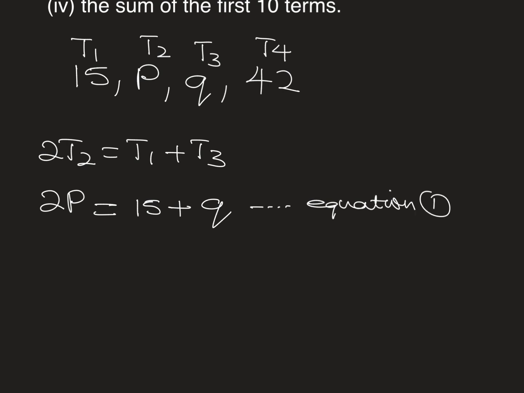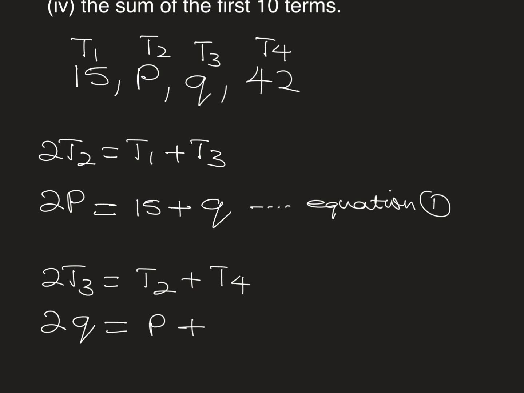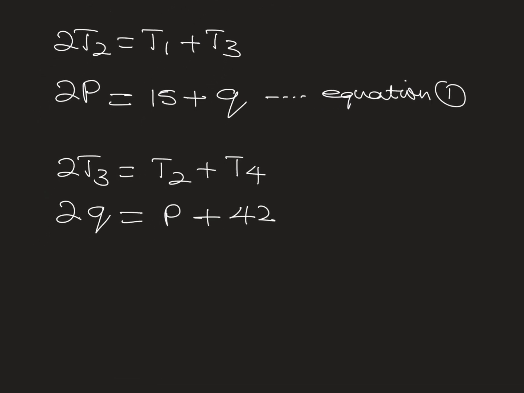Okay, and if we are considering Q as the middle term between T2 and T4, it means twice of it, that is twice T3, is going to be equal to T2 plus T4. So that will be 2 T3, and T3 is Q. So that will be 2Q is equal to T2, which is P, plus T4, which is 42. With this, we can call this equation 2.